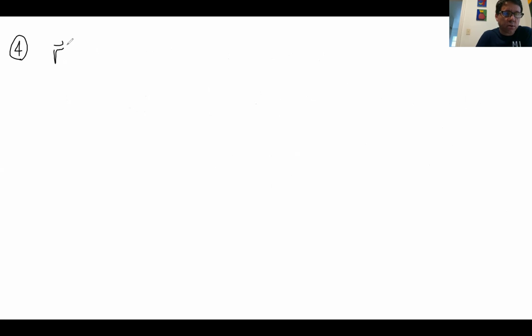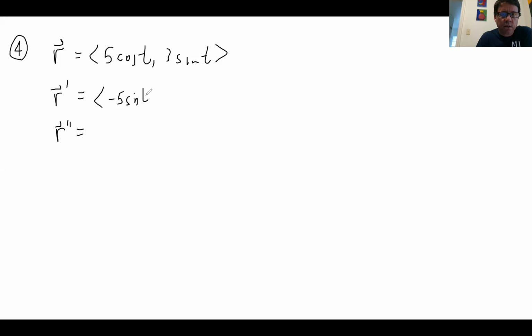4, the math got a little tricky, but still it's just sines and cosines. So there's your r. You're going to need r prime, that's b. We probably need r double prime. So we get minus 5 sine, 3 cosine, and then we'll get minus 5 cosine and minus 3 sine.